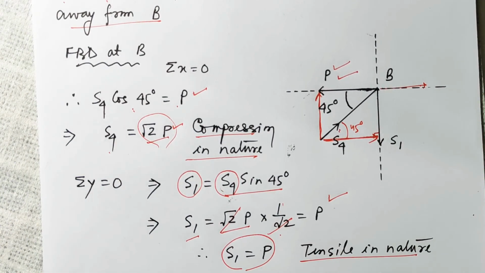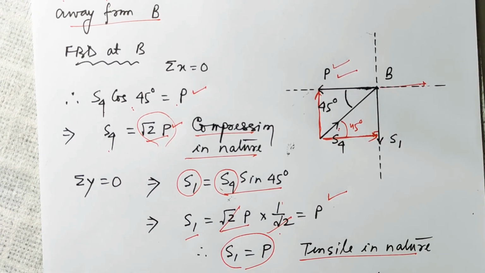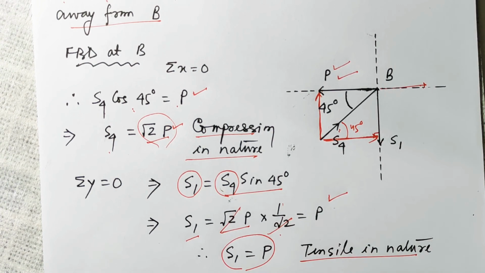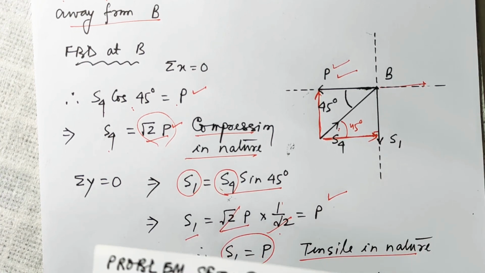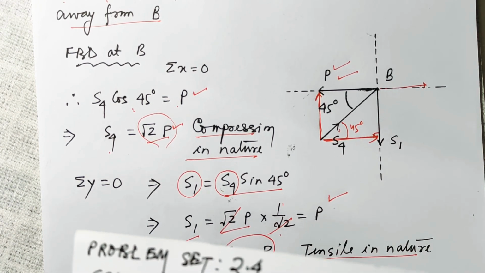While answering such questions, you have to first analyze which bars are under compression and which bars are under extension. Then apply the free body diagram to the points where there are less number of forces associated.